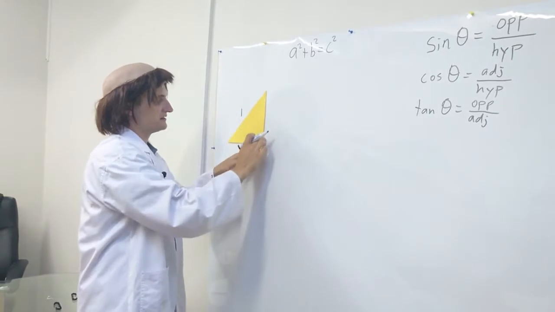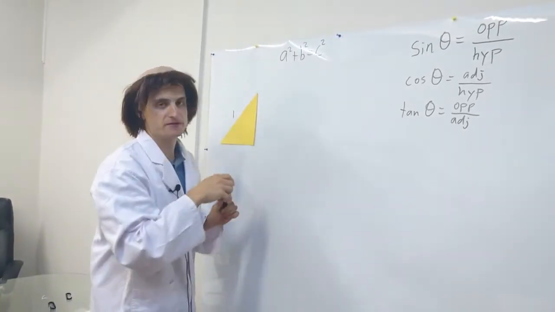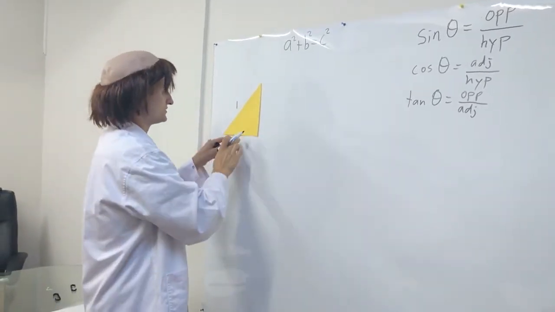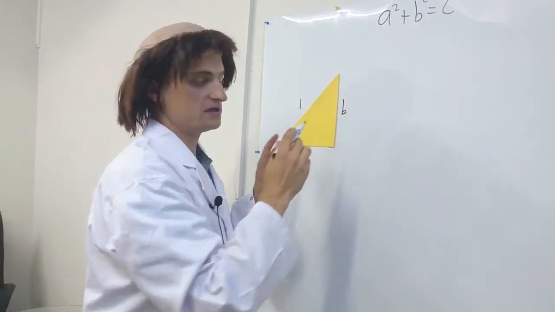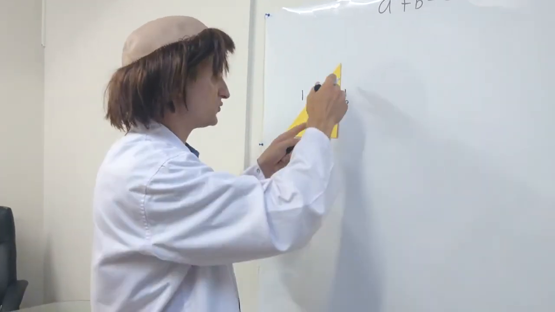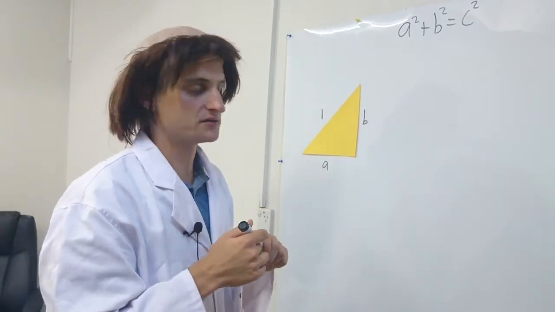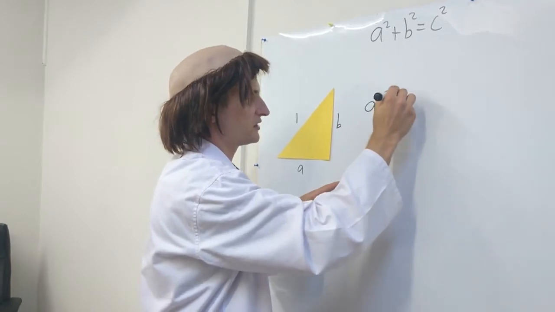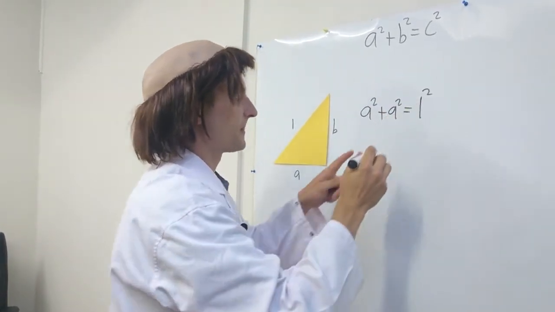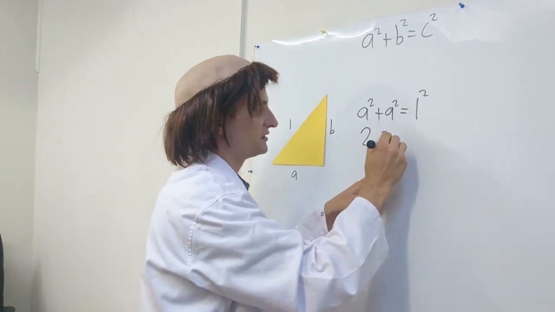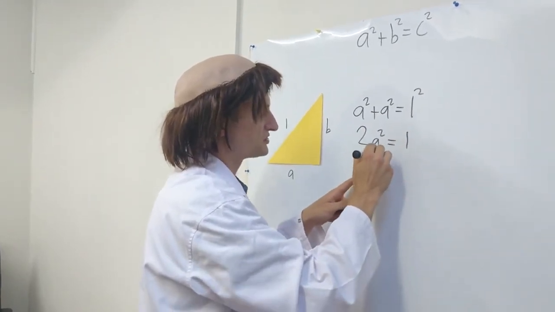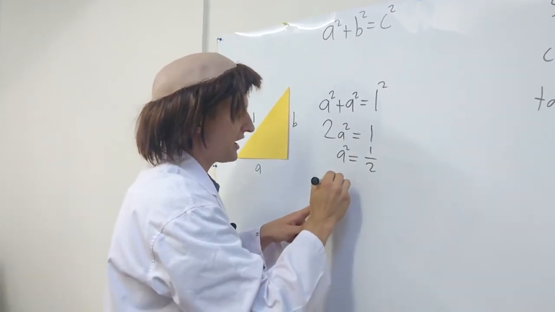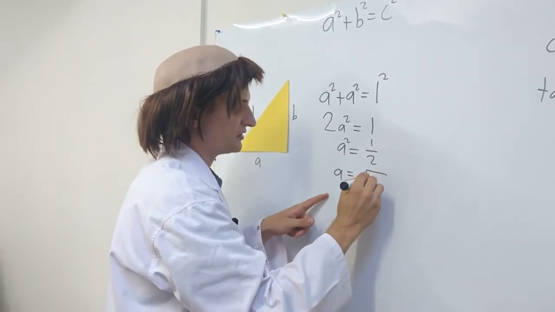Then we have to find these lengths right here. And remembering from the Pythagorean theorem, a squared plus b squared equals c squared. What we know is that we'll just call this a, this one is b. What we know is that a equals b because this is an isosceles triangle. So what we have is a squared plus a squared equals 1 squared. 2a squared equals 1. A squared equals 1 over 2. A equals the square root of 1 over 2.